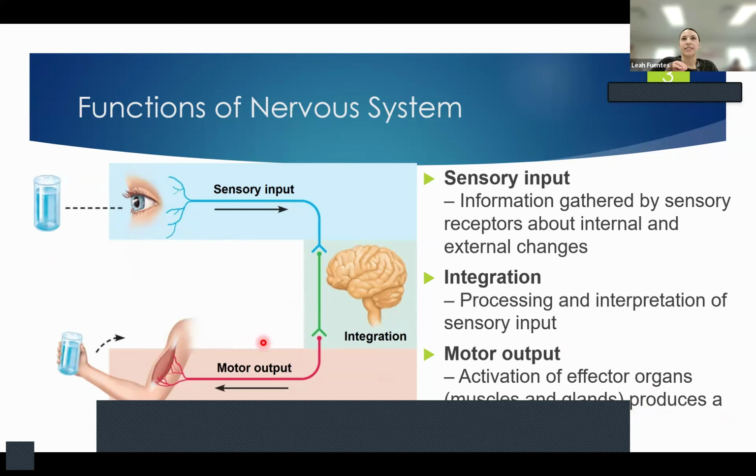This is something that is voluntary. We can't just think about picking up a glass of water. We actually have to do the act of doing it. So this would also be utilizing our skeletal muscle because it is a voluntary action.